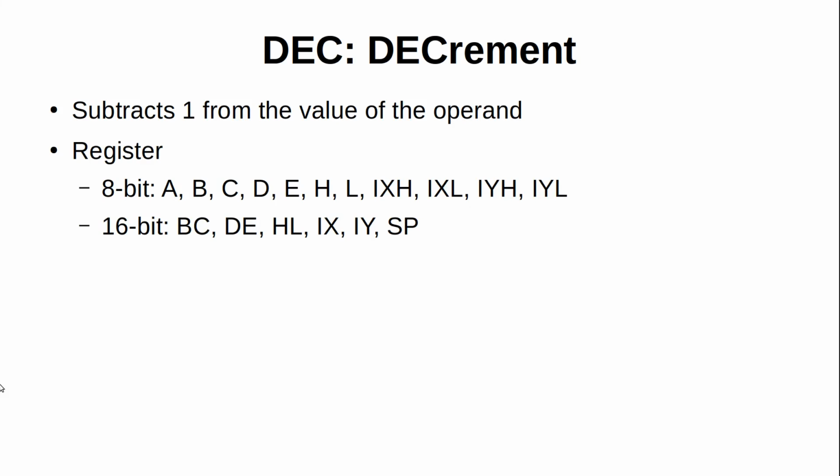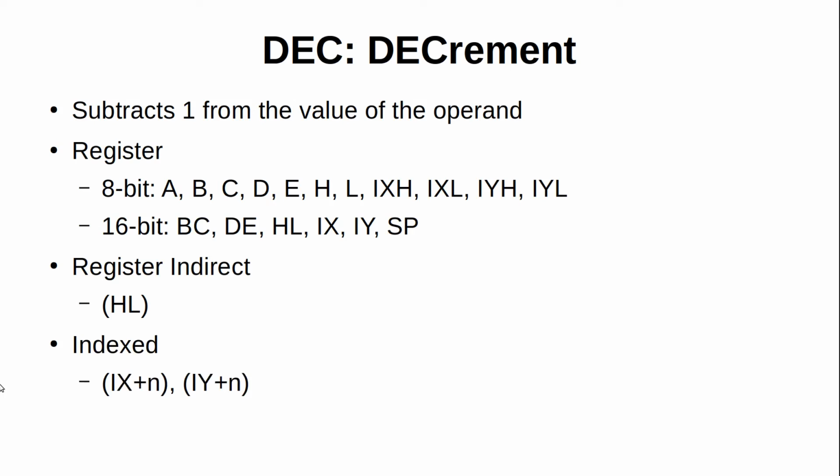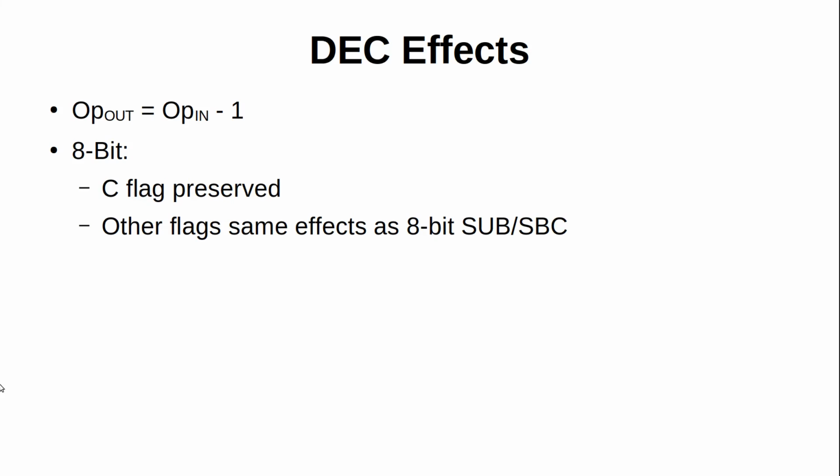You can use it to subtract 1 from all of the registers that are supported by INC, as well as indirect with HL and indexed addressing. As dec is a subtraction by 1, it has most of the same effects of sub or SBC. For an 8-bit decrement, the C flag is preserved, but all the other flags work the same as any other subtraction. All the flags are preserved for 16-bit decrements, even the Z flag, so you will need to test both bytes of a 16-bit register for 0 if you are using it as a loop index.